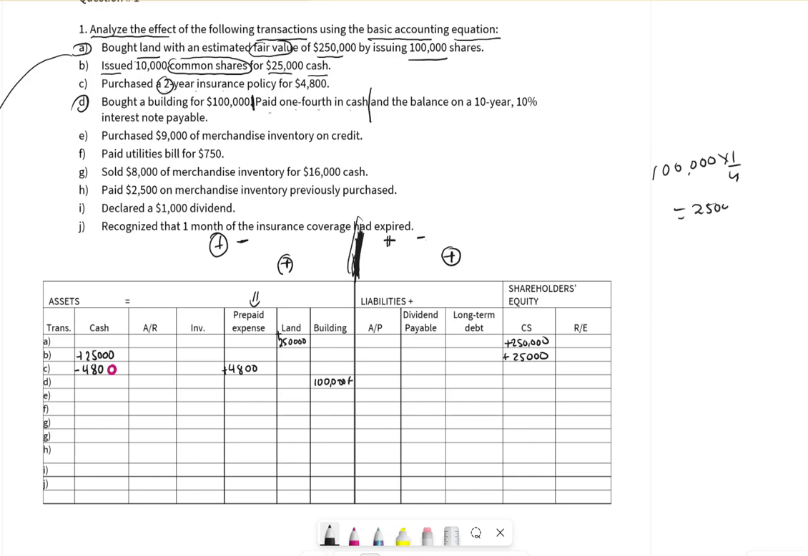In this case, 25,000 will be deducted from cash, and for the rest we have notes payable, and the interest we're going to pay is 10%. This note is long-term debt because it's for 10 years. So the rest will be 75,000, and it will go under long-term debt. Your transaction has to balance, your accounting equation has to balance.